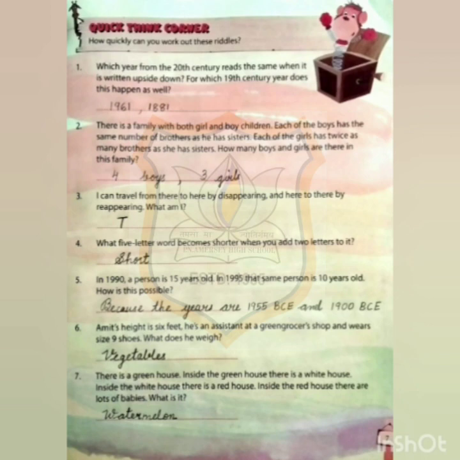Number 5. In 1990, a person is 15 years old. In 1995, the same person is 10 years old. How is this possible? Because the years are 1995 BCE and 1990 BCE. BCE means before Christ. So in 1990 BCE the person is 15 years, and in 1995 BCE he is 10 years old.